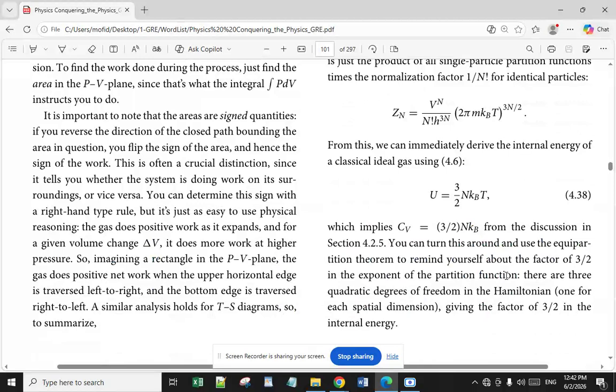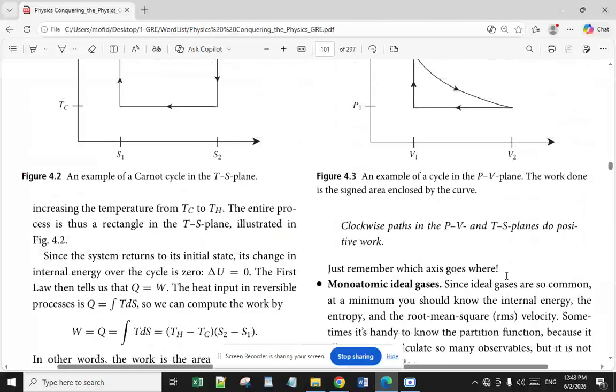The gas does positive work as it expands, and for a given volume change delta V it does more work at higher pressure. So imagining a rectangle in the PV plane, the gas does positive net work when the upper horizontal edge is traversed left to right, and the bottom edge is traversed right to left. A similar analysis holds for the TS diagram. So to summarize, clockwise paths in the PV and TS planes do positive work.